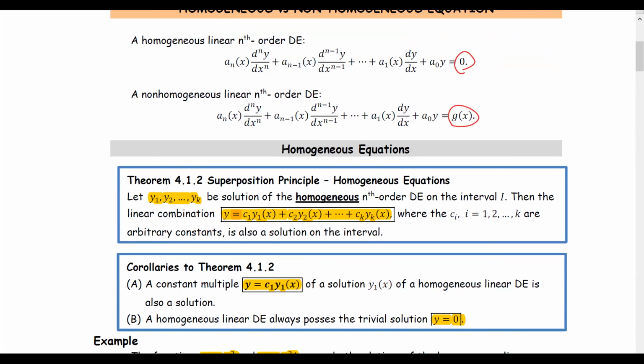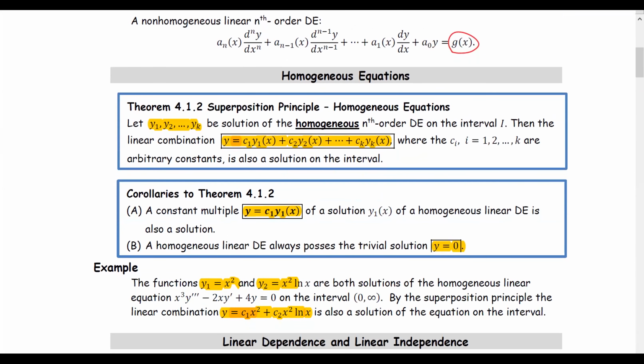Superposition principle for homogeneous equations. Let y1, y2, all the way to yk be solutions of the homogeneous nth-order differential equation on the interval I. Then the linear combination is also a solution. A constant multiple y equals c1 y1 of a solution y1 of a homogeneous linear differential equation is also a solution. A homogeneous linear differential equation always possesses a trivial solution, which is y equals 0.